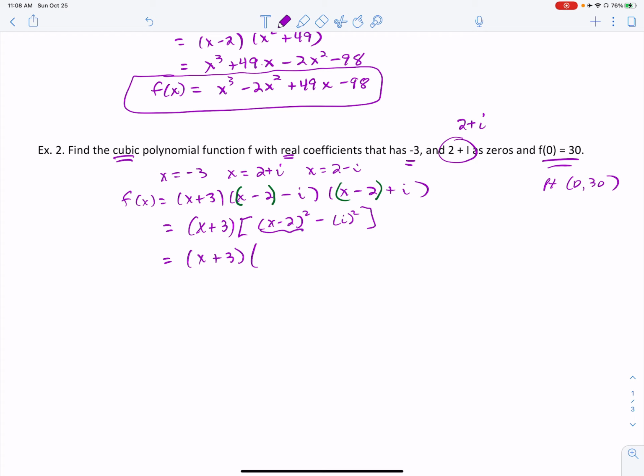When you square a binomial, it is a trinomial. It's going to be x squared minus 4x plus 4. That's just that x minus 2 being squared. And then i squared is a negative 1, so we have the opposite of a negative 1, so we're going to have a plus 1.